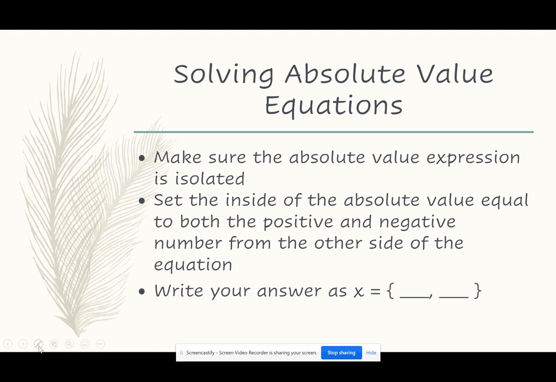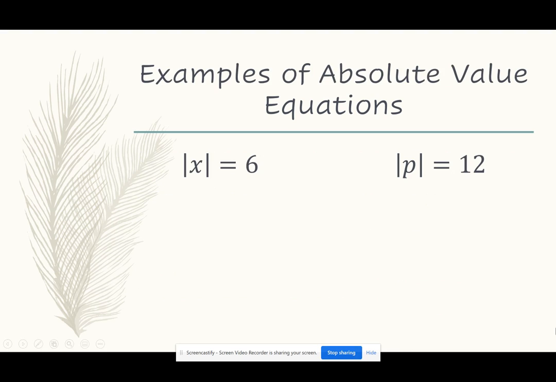Then you set the inside of the absolute value equations to both the positive and negative numbers from the other side of the equation, and you solve it like a regular equation. And then you're going to write your answer like this, because you will get two answers, as like a coordinate set with one answer and the other. So we'll go through these.